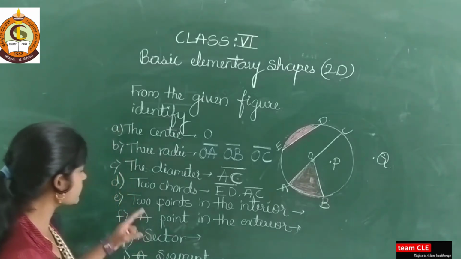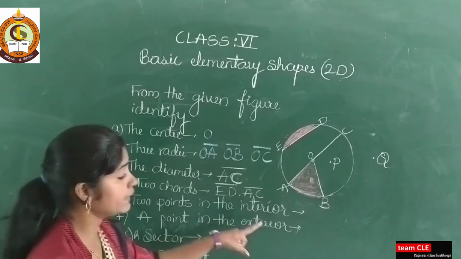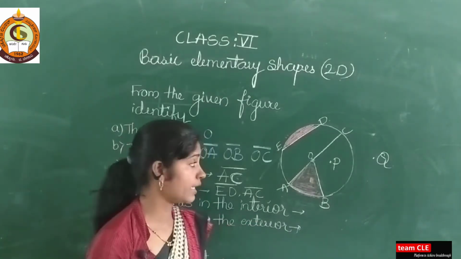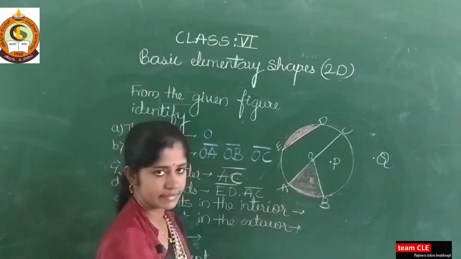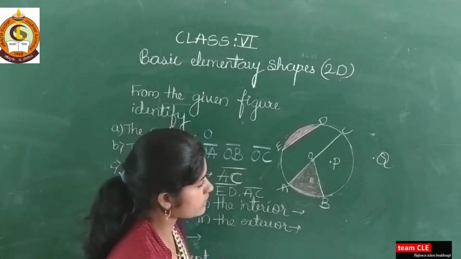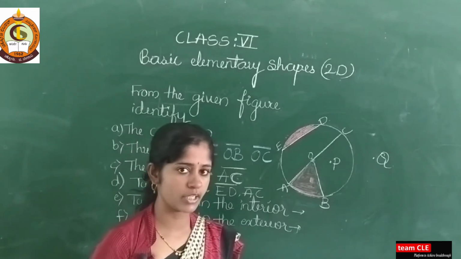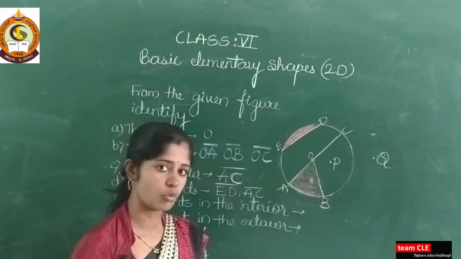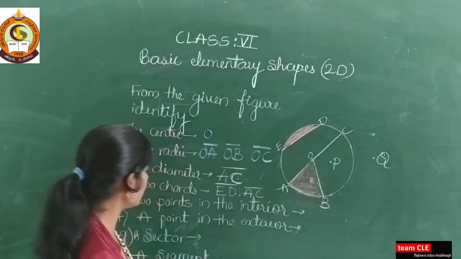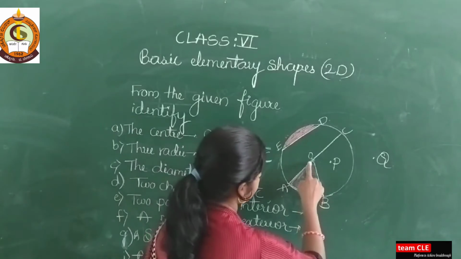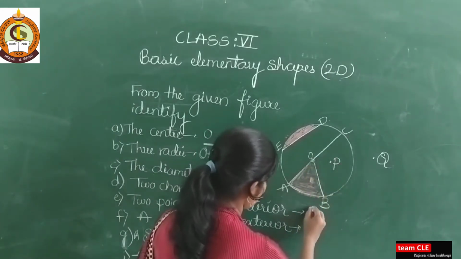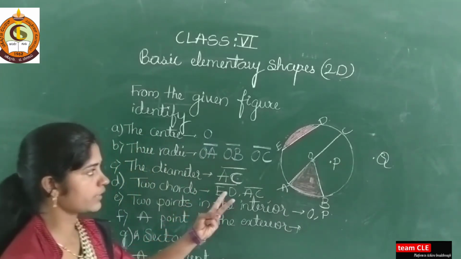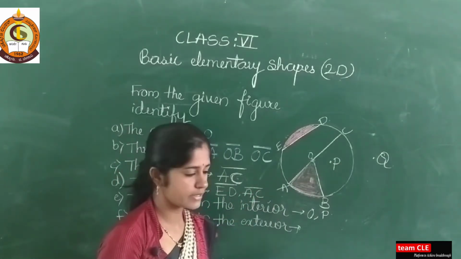Next, 2 points in the interior. Already I told you, if the point is inside the circle, that is interior, and if the point is outside the circle, that is exterior of the circle. The same concept I taught when I was teaching triangles and quadrilaterals also. Then tell me, where are the 2 points? The 2 points are O and P, inside the circle.